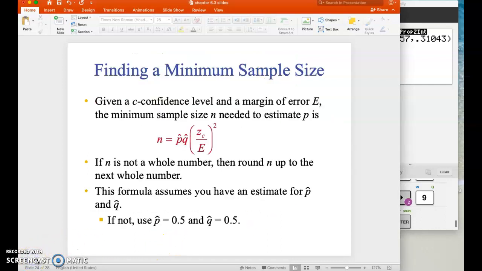One way to increase the precision of a confidence interval without decreasing the level of confidence is to increase the sample size. We can use the formula provided in order to find the minimum sample size needed to estimate p given a confidence level and margin of error E.